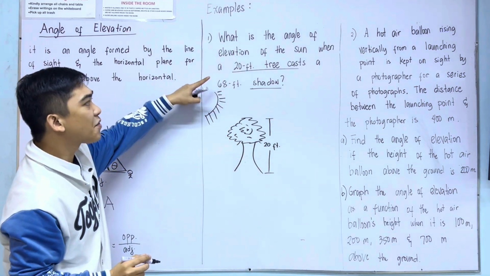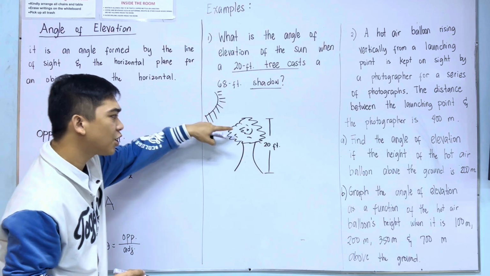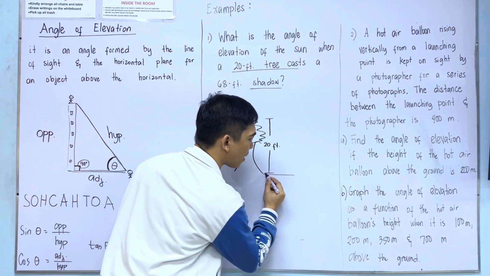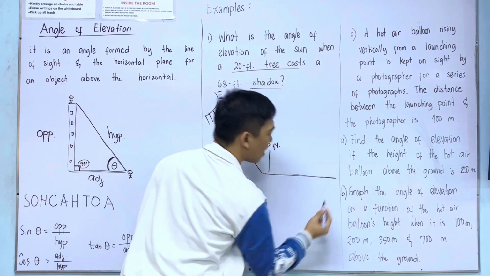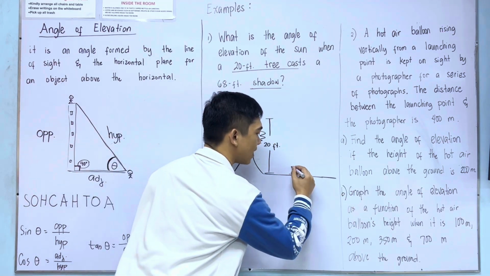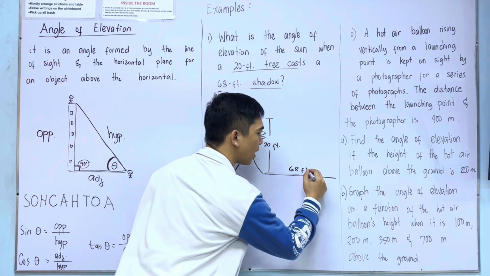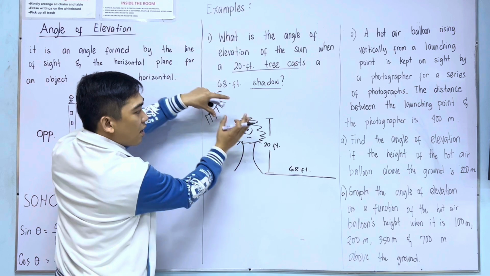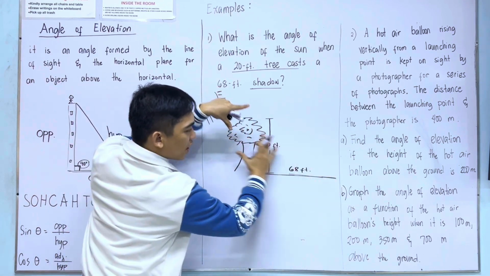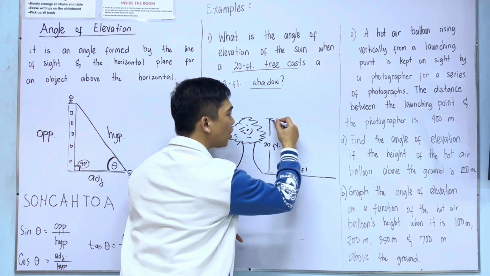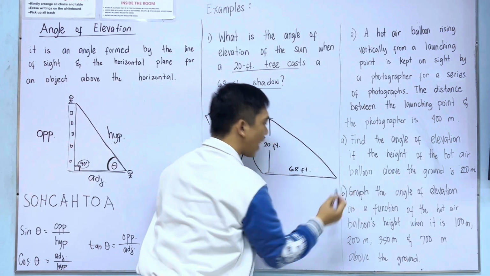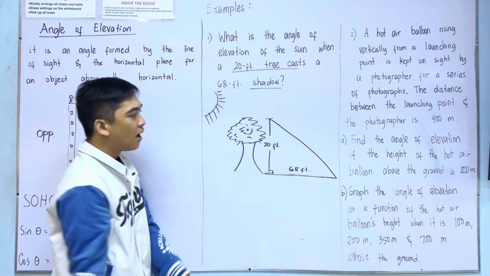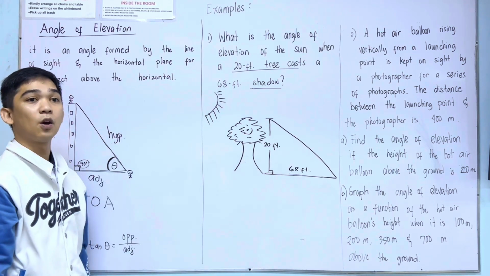Tapos, nag-create siya ng shadow. Ano yung shadow niya? Papunta dito. Kung dito yung sun, syempre may shadow yan dyan na 68. So, may 68 feet daw dito na shadow. Gets niyo? Kung dito yung sun, dito yung puno, may shadow siya ngayon na nag-create. So, ito na ngayon yung ating right triangle. Ang tanong, what is the angle of elevation?